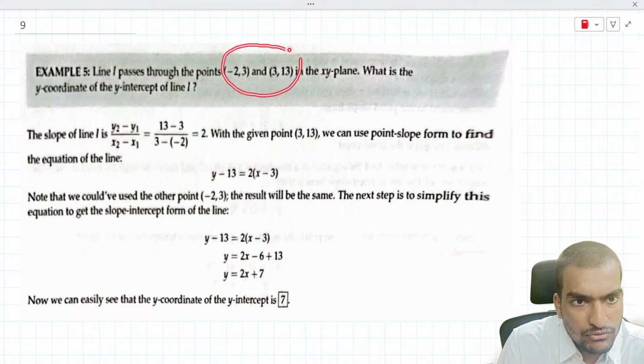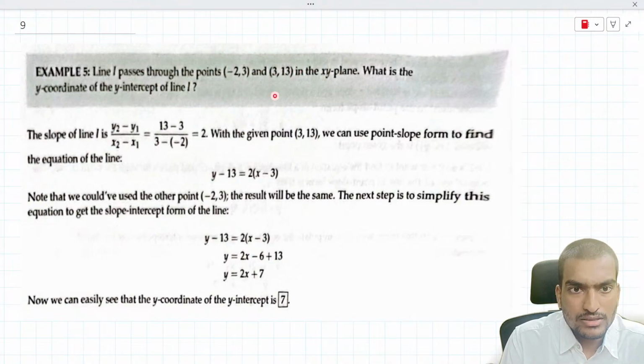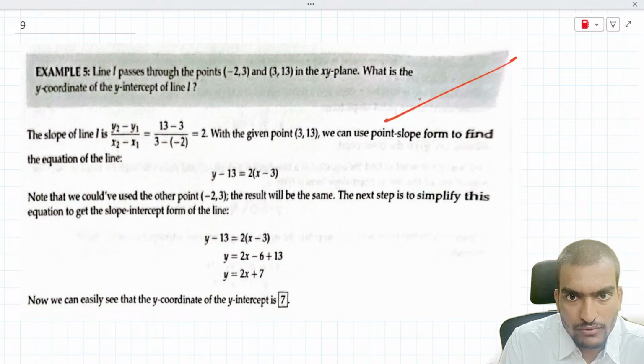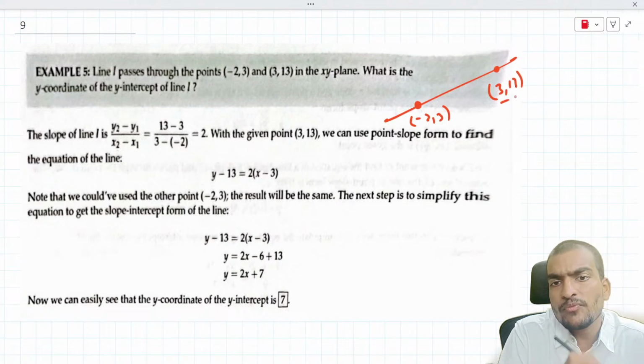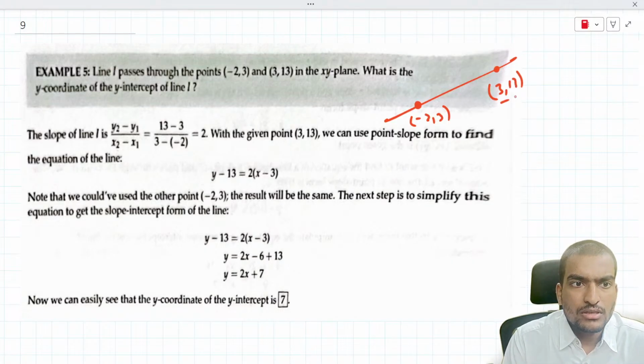If you have 2 points, what will be the y intercept? What do you mean by that? If you have 2 points here, one is -2, 3 and the other point is 3, 13, you are able to get the slope from this. These are the points.